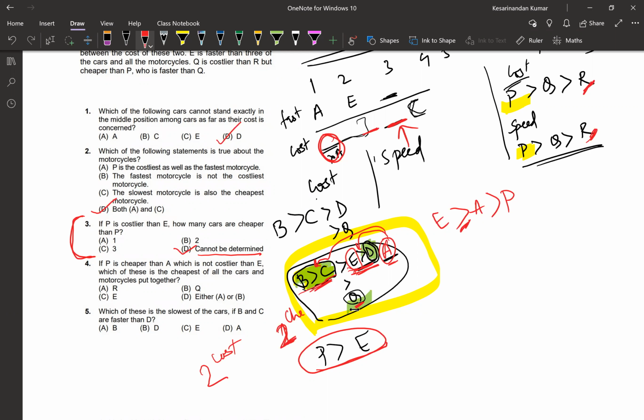How do we find out? Okay, which is the cheapest bike, guys? R. R, perfect. We have seen here R is the cheapest bike. And which one, according to you, can be the cheapest car? D. Okay.